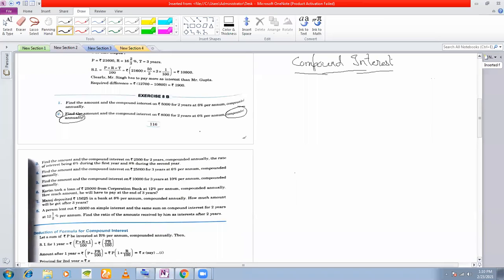But what if the phrase is, instead of compounded annually, they write compounded half yearly? Then what will happen? How will we do this sum? How will it change things? We'll do a problem based on this. Don't worry. In the next class tomorrow morning, hopefully, if I finish 2 or 3 sums, fine. Now, if it is said compounded half yearly, how will the sum change?